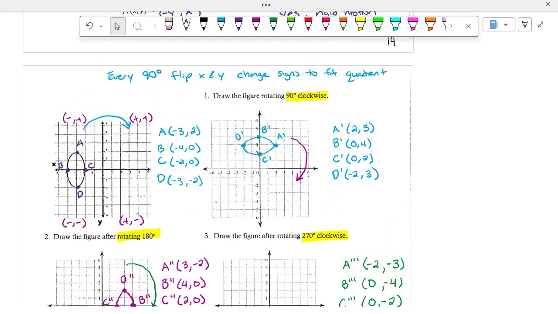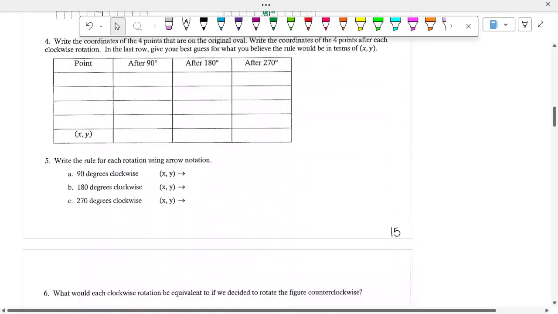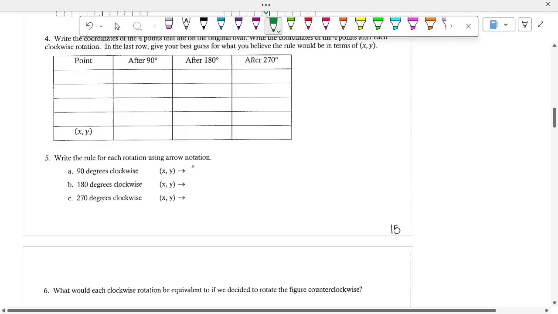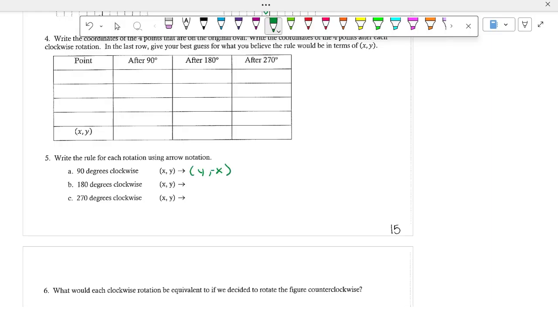The x value flipped. All right, or it's actually the y value flipped. Yeah, the y value flipped. So the rule for 90-degree clockwise is you flip x and y, and the new y value becomes negative.